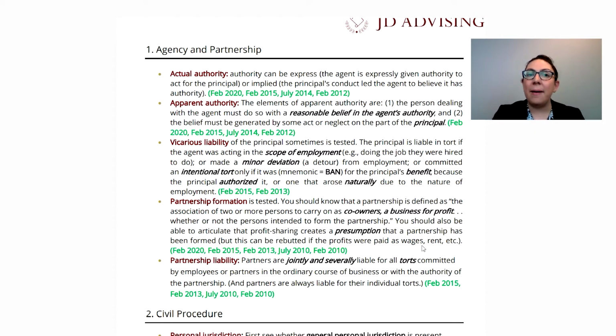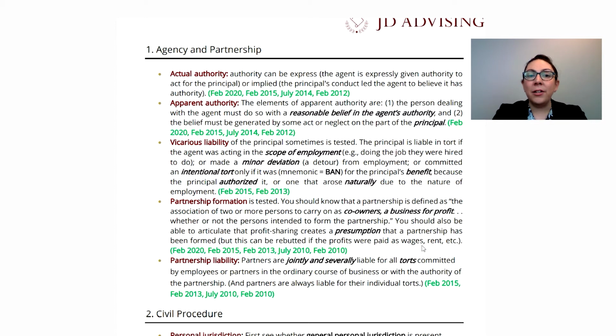So this is one common way they test agency. The other thing that they like to test is vicarious liability. And this asks when a principal will be liable for their agent's conduct in a tort situation. So when an employee, for instance, commits a tort, the employer may be vicariously liable for that employee's conduct.